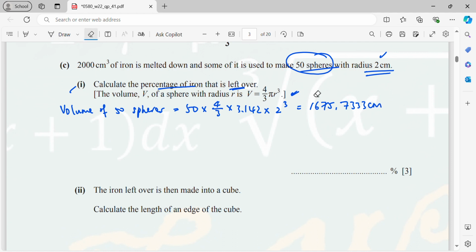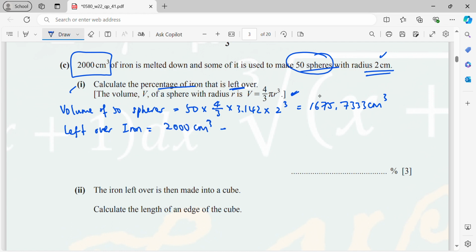So with this, now I know that we have used up this much of the iron, right? Initially you have 2000 centimeter cubed of iron. So it means that the leftover iron will be 2000 centimeter cubed minus the volume of the 50 spheres. So it will be 1675.7333 centimeter cubed.